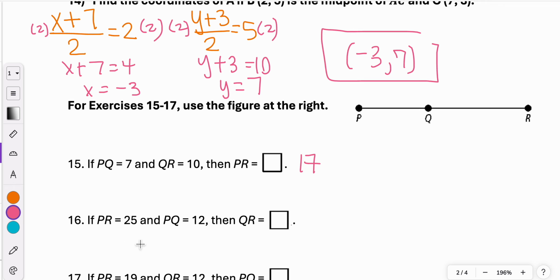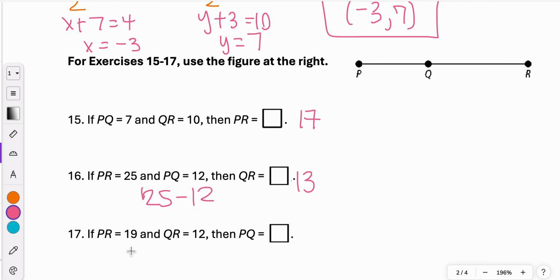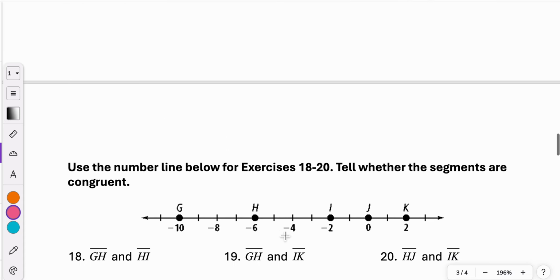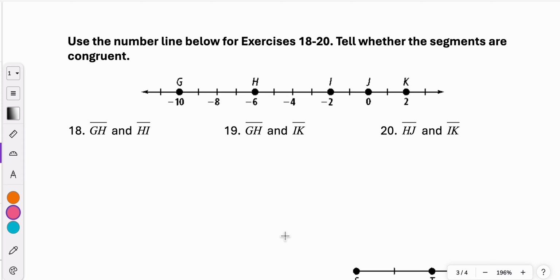If PR is 25 and PQ is 12, I'm subtracting those to get 13. And then if PR is equal to 19 and QR is equal to 12, also subtracting that, so PQ is equal to 7.